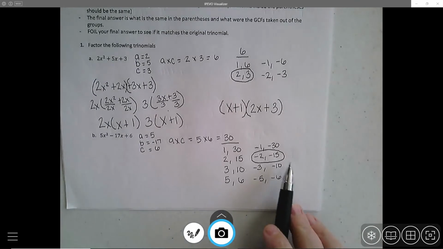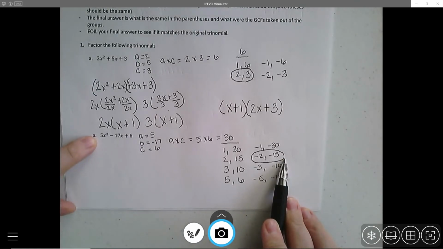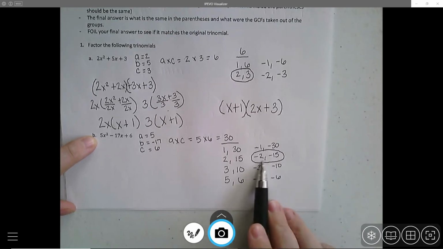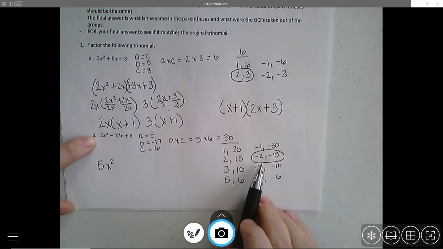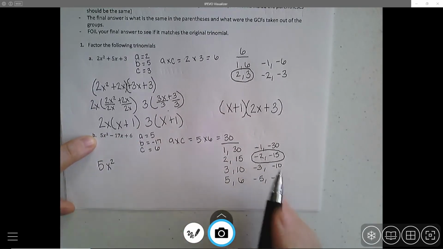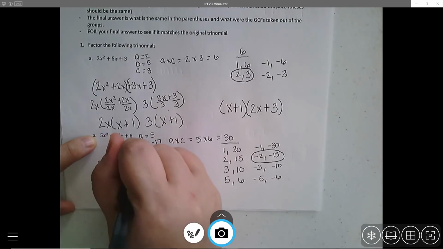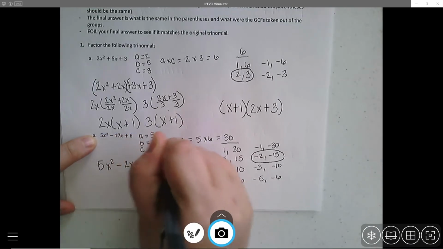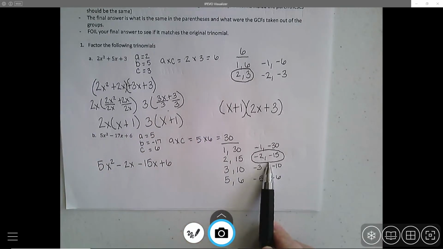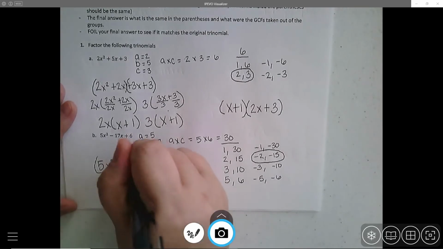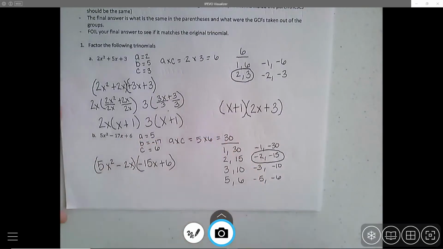Okay, once you get these factors, we're going to rewrite our trinomial so the middle term is split up into these two values. So I write 5x squared. My middle term of x becomes a -2x and a -15x. It doesn't matter the order. So we'll do -2x minus 15x plus 6. I just wrote them the same way that I have them written here. Same order. So first two, last two get grouped.